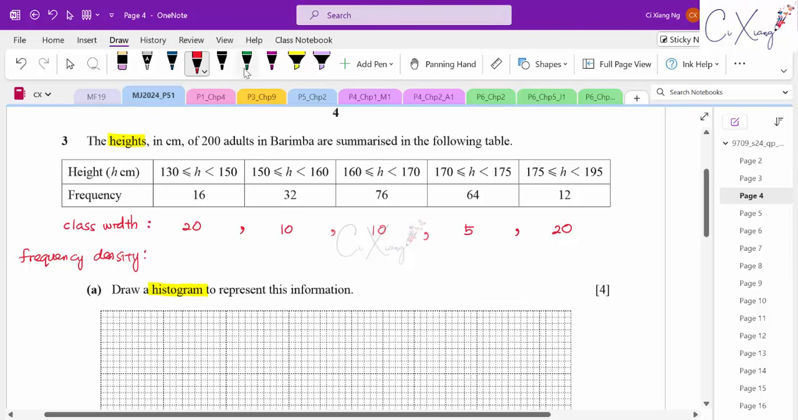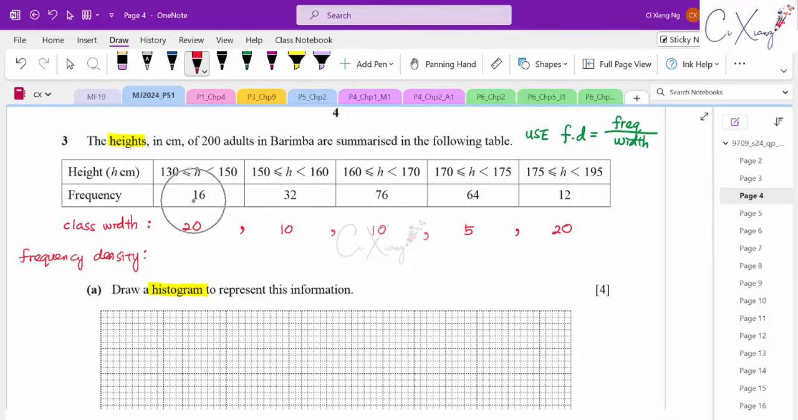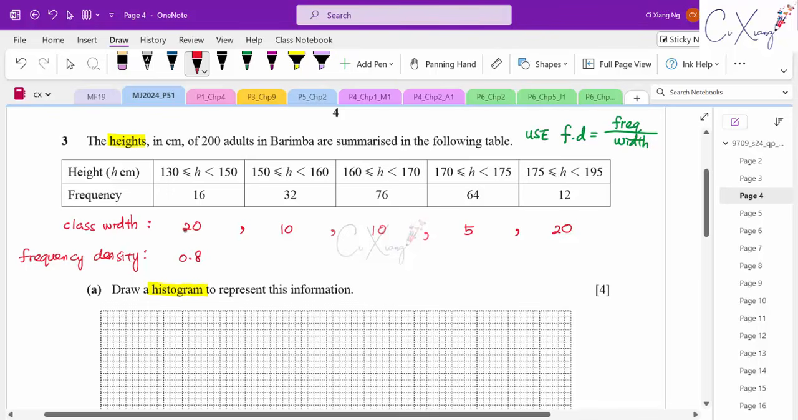Okay, so how to find the frequency density? So recall back the formula. Frequency density, I write it as FD. Right, so to calculate the frequency density is related to frequency and also the width. Alright, it's proportional to the area. So frequency divided by width to get the frequency density. Alright, so you need to find out all the frequency densities before you can draw the histogram. So take 16 for this particular class divided by the class width 20. So you're having frequency density 0.8. So apply the same for all the classes. So for the second class, I'm having 3.2. The third class, I'm having 7.6 and so on.